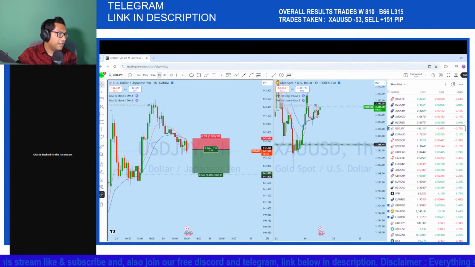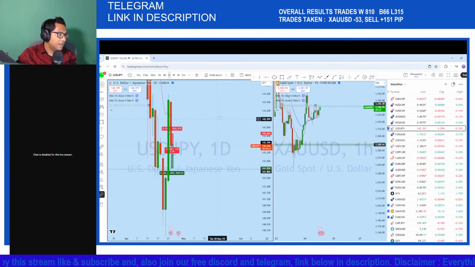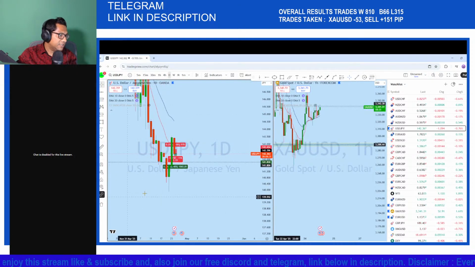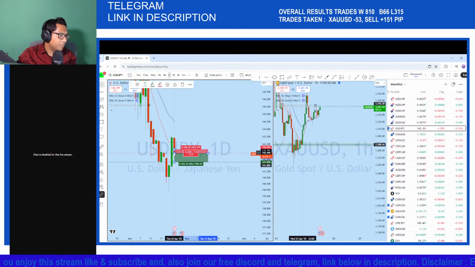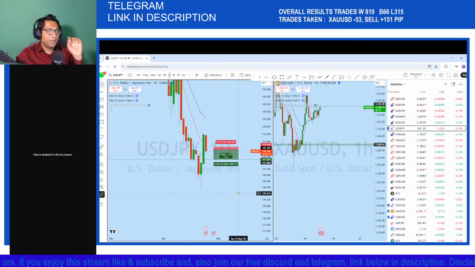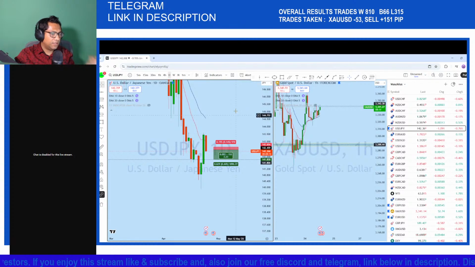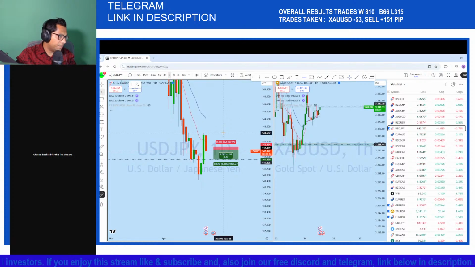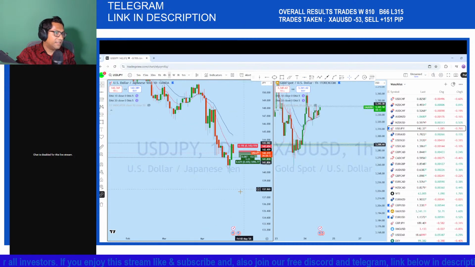Okay, so if you look here on the daily, what do you see? This is the most important part while we are running the trade, and why I have sold this position. Keep in mind here, look at how this daily candle has closed relative to the previous daily candle. That's the key.